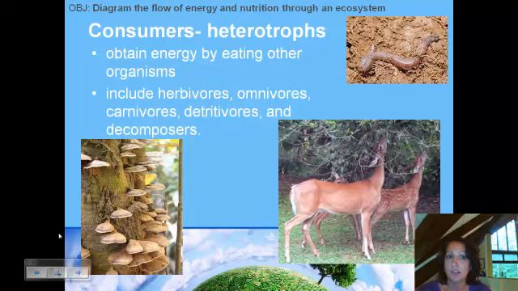So they get their energy by eating, and we can group these into the herbivores, which eat plants, omnivores, which eat plants and animals, carnivores, which eat just animals, detritivores, which eat dead organisms, and decomposers, which break down dead decaying material and recycle it into the earth systems. So those are all the consumers.